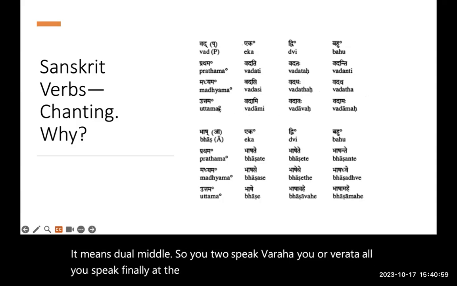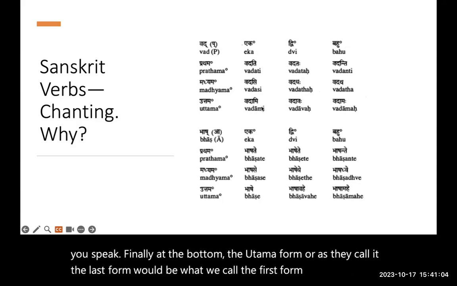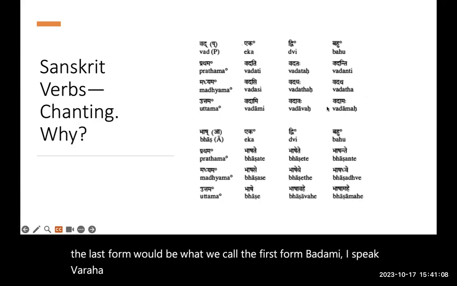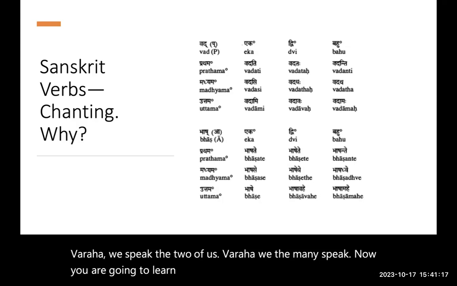Finally, at the bottom, the uttama form, or as they call it, the last form, would be what we call the first form. Vadami, I speak. Vadavah, we speak, the 2 of us. Vadamah, we, the many, speak. Now, you are going to learn verbs. These are all in the present indicative sense.